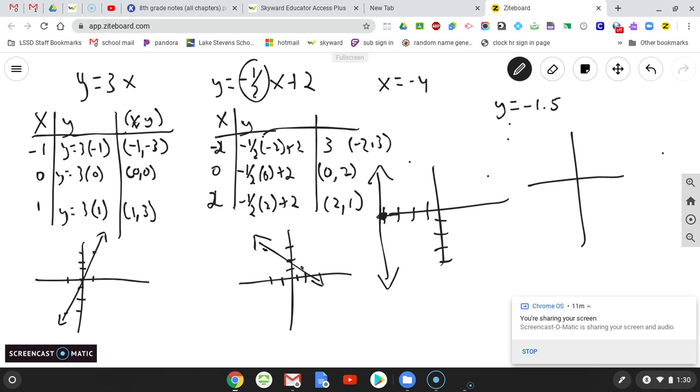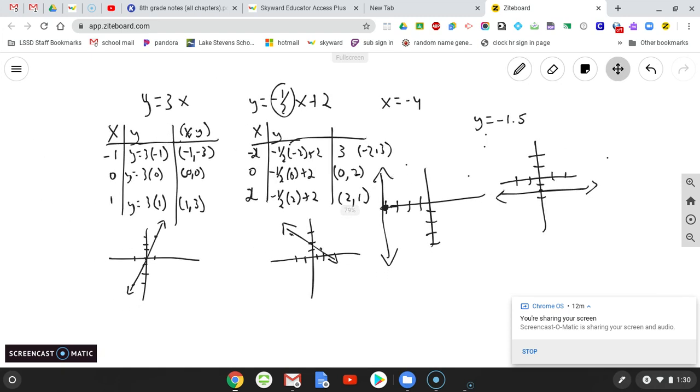And the last one, we have y is equal to negative 1/2. So I'm going to go down halfway between negative 1 and negative 2. That'll be my point. Again, this one I'm going to be drawing horizontal because all along there my y value is negative 1/2. This is the point 0 comma negative 1/2. This would be the point 1 comma negative 1/2, 2 comma negative 1/2, and so forth. Okay, so we have our graphs.